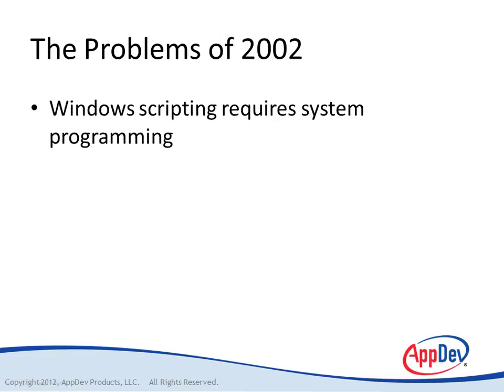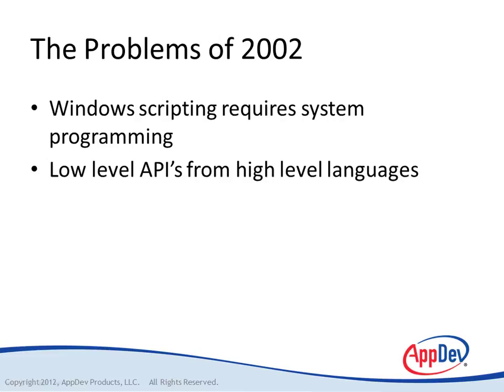The first one is that Windows scripting requires system programming. So there was C script and Windows script, and you could do scripting as an administrator, but you really had to talk to Windows through some really deep, nitty-gritty APIs, and it was hard to do. And what they really wanted was, instead of having a high-level language that talked to a low-level API that was really hard to understand, a high-level API that they could call from a high-level language.